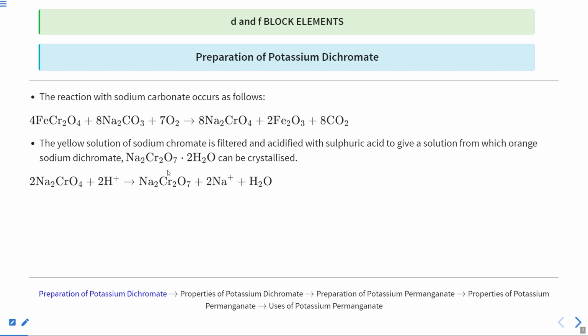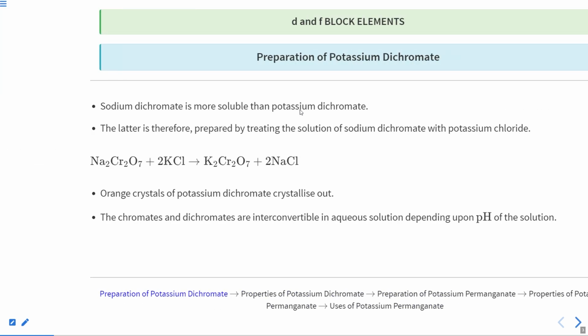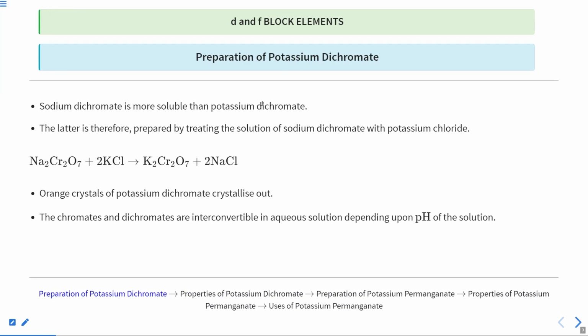But what are we preparing here? We are preparing potassium dichromate. So how will you prepare potassium dichromate? For that we use the relative solubility. Sodium dichromate is more soluble than potassium dichromate. So if we treat this sodium dichromate with KCl, then it gives us potassium dichromate and NaCl. These are also orange in color. So orange crystals of potassium dichromate crystallize out.